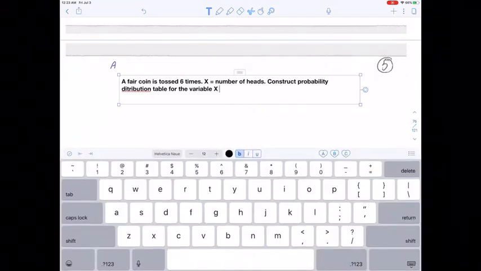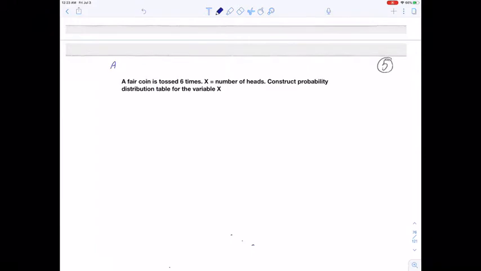A fair coin is tossed six times. X is equal to the number of heads we get. Construct the probability distribution table for the variable X. So what is this variable X? It is the number of heads. How many heads can we get if we're tossing a coin six times? So the sample space for X will be 0, 1, 2, 3, 4, 5, 6.